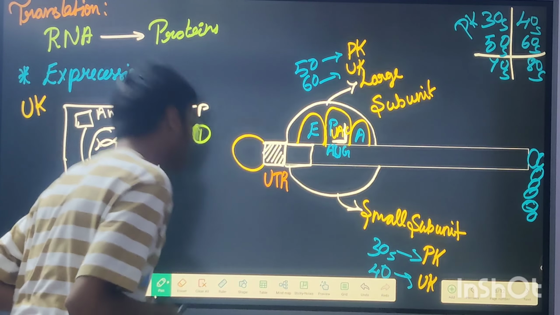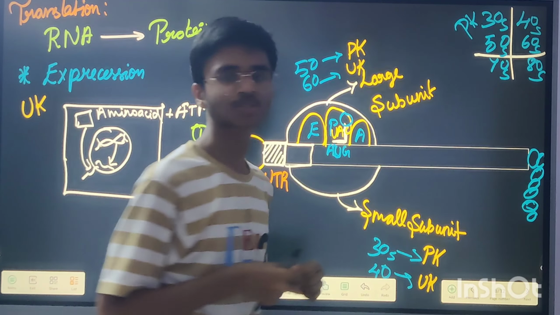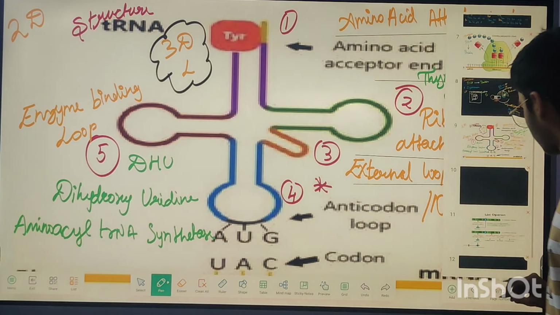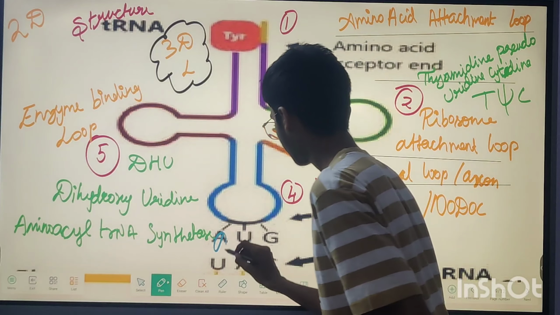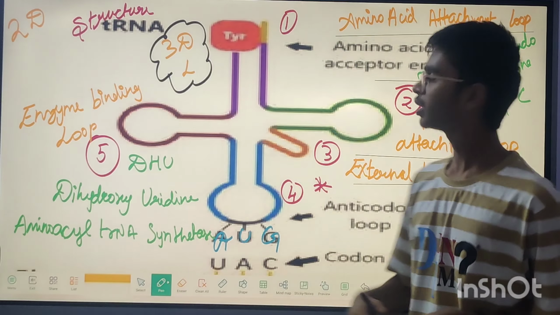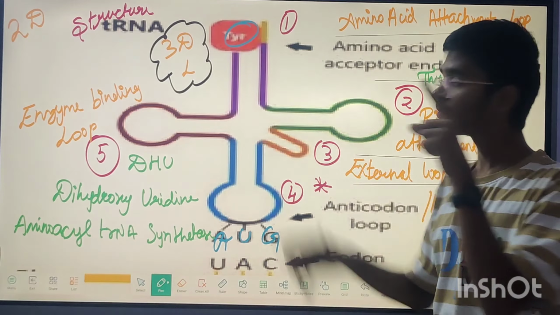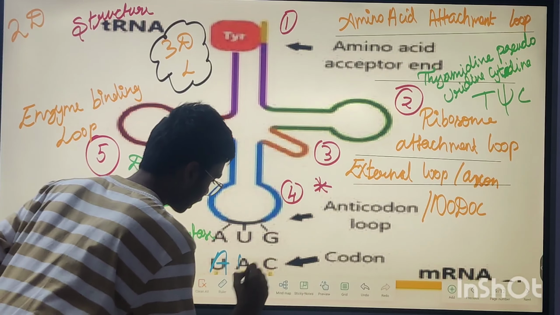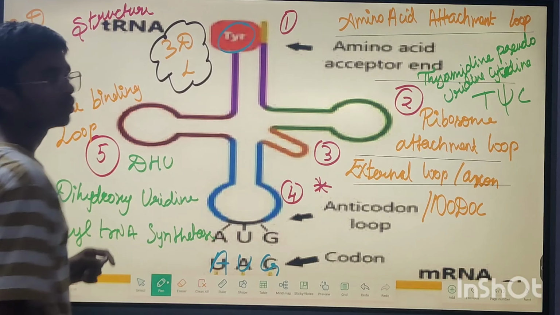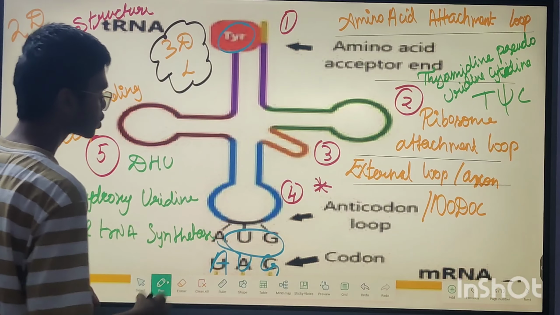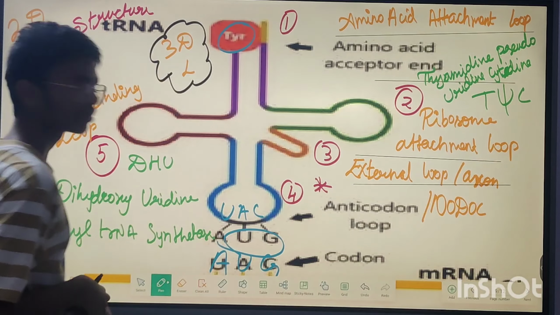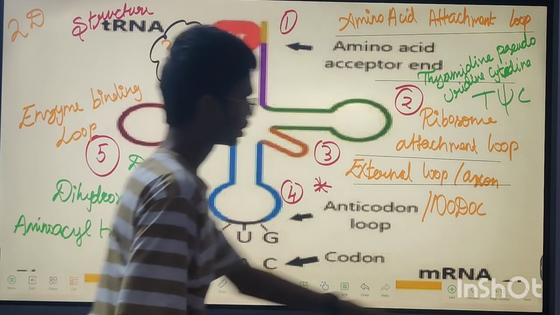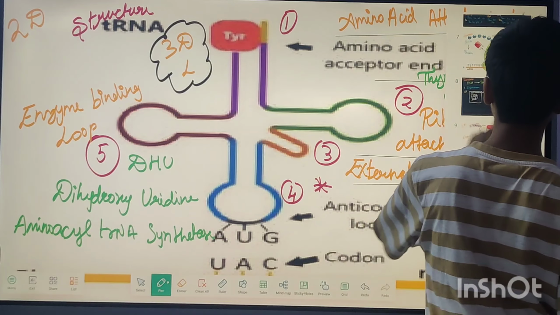That is going to be methionine. You all know, right? That's going to be methionine. Don't think that because I said AUG, AUG will be over here and methionine will be over there. That does not mean like that. AUG will be over here on the mRNA, and methionine will be over here on the tRNA, and the anticodon is going to be UAC.